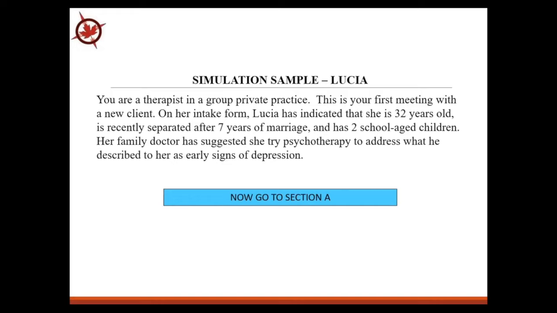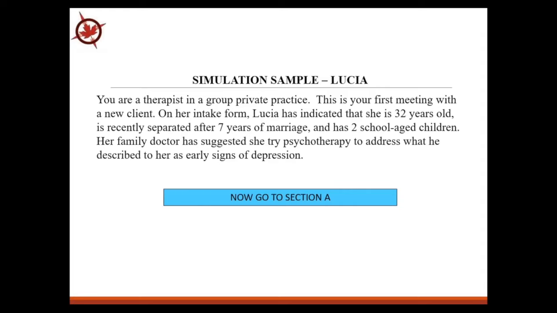You're a therapist in group private practice. This is your first meeting with a new client. Her name's Lucia. On her intake form, she tells you she's 32, recently separated. She has 2 school-aged children, been separated for 7 years. Her family doctor suggested that she try psychotherapy to address what he described to her as the early signs of depression. Now, on the exam, you'll see a piece that says, now go to section A.